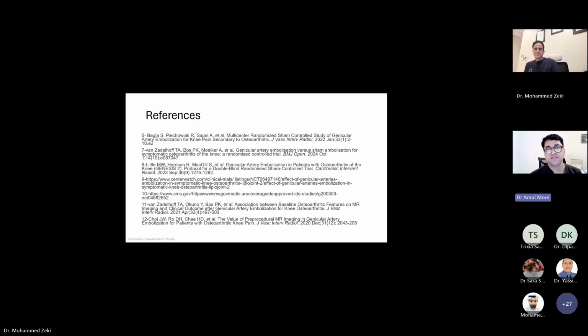Dr. Zaki, I have one question. With respect to the steroid injections and PRP injections, how we should compare microembolization with these procedures which I have mentioned, which will be more effective? And that is one question. And the durability factor as well, which will be more durable for pain-free comfort for the patient.